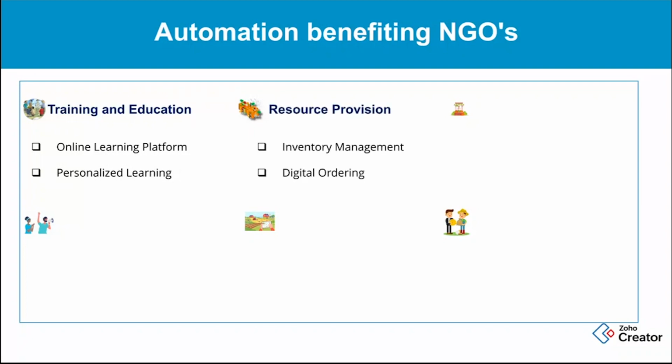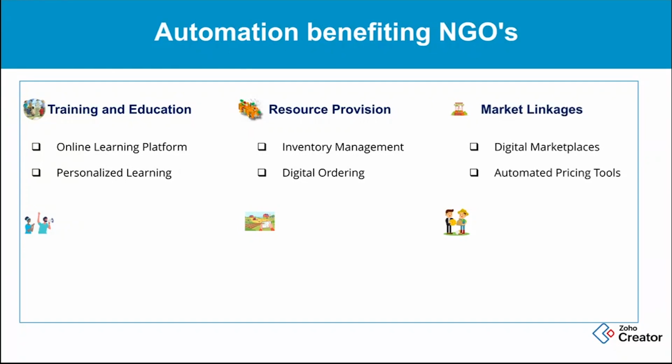Next is going to be resource provision. As I said before, as an NGO, I can get the resources at a wholesaler price, and I can supply them to the farmers at a discounted price. Here, the entire inventory management and supply chain management can be managed under the single name, resource provision.